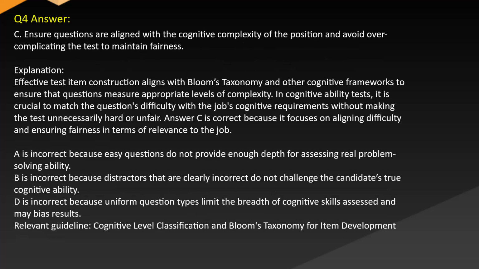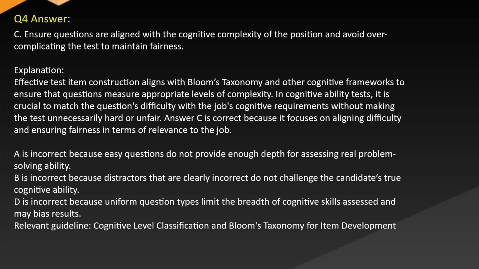Answer. C. Ensure questions are aligned with the cognitive complexity of the position and avoid overcomplicating the test to maintain fairness. Explanation. Effective test item construction aligns with Bloom's taxonomy and other cognitive frameworks to ensure that questions measure appropriate levels of complexity. In cognitive ability tests, it is crucial to match the question's difficulty with the job's cognitive requirements without making the test hard or unfair. Answer C is correct because it focuses on aligning difficulty and ensuring fairness in terms of relevance to the job.